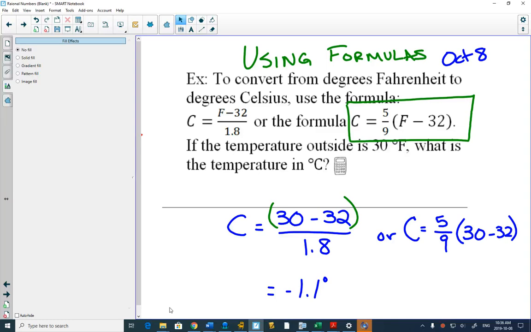22 at your house? Okay, everybody ready for the next example? Not yet?